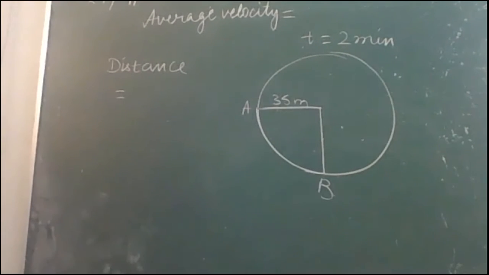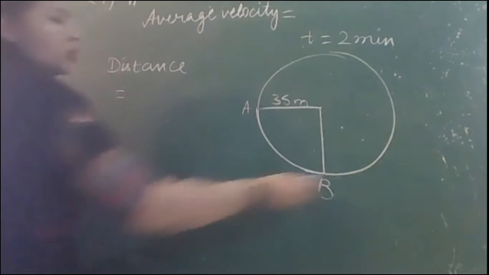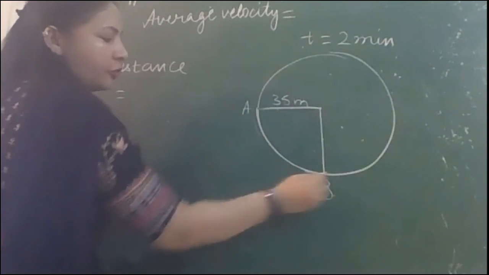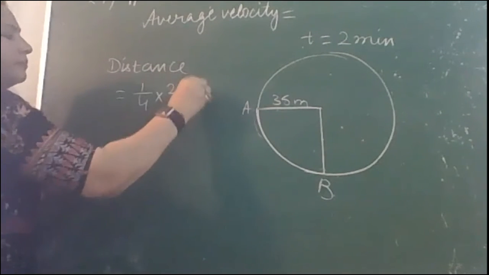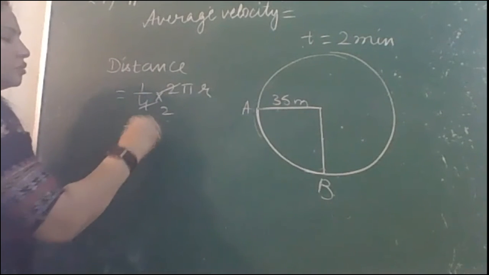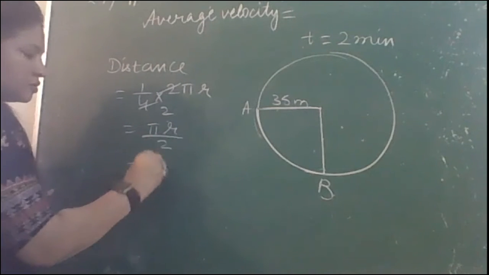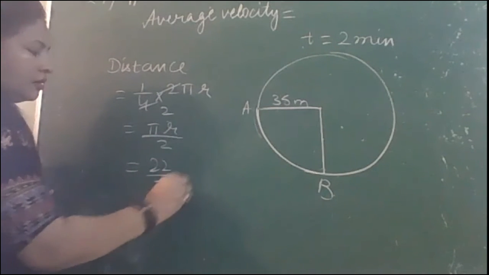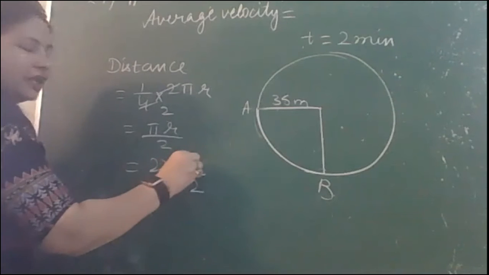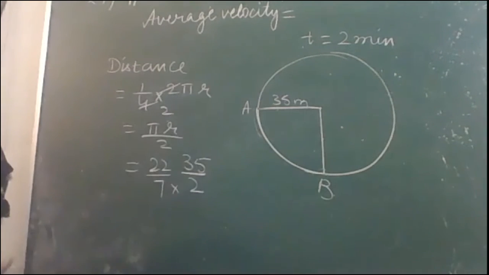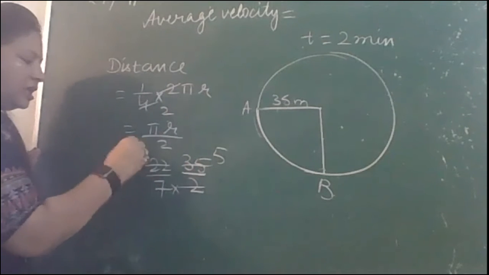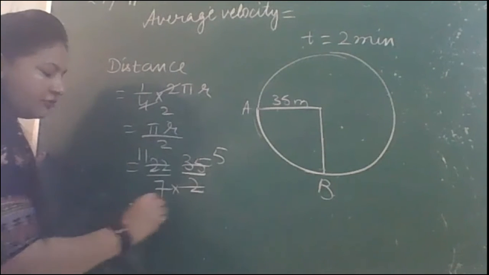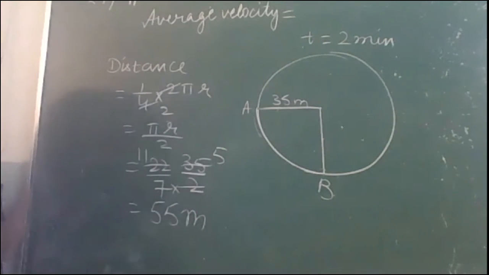It is exactly like the same question we did that day. So this is the total circumference, 2 pi r. This is 1/4 portion of the circumference. So 1/4 of 2 pi r is pi r by 2. Let us put in the values. Pi means 22 by 7, over 2, and radius is 35 meters. So 7 5s are 35 and 2 11s are 22, 11 into 5 is 55 meter. That is the distance covered.